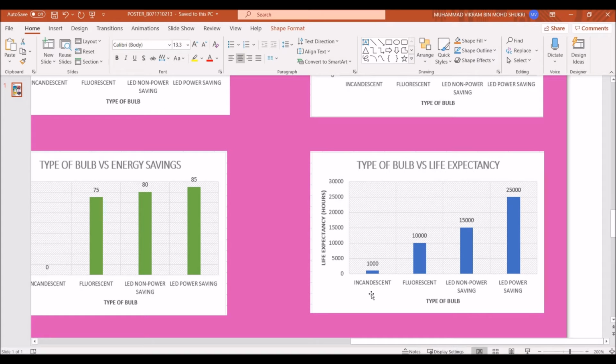So the incandescent bulb that I used was quite cheap, and it can only last about 1000 hours, and it is very low compared to the power saving LED, which is 25,000 hours. Even the fluorescent bulb is 10,000 hours of life expectancy. So if you compare it with the price, the power saving LED is much more worth it compared to the incandescent. Although the incandescent is much cheaper, it will burn out quickly.